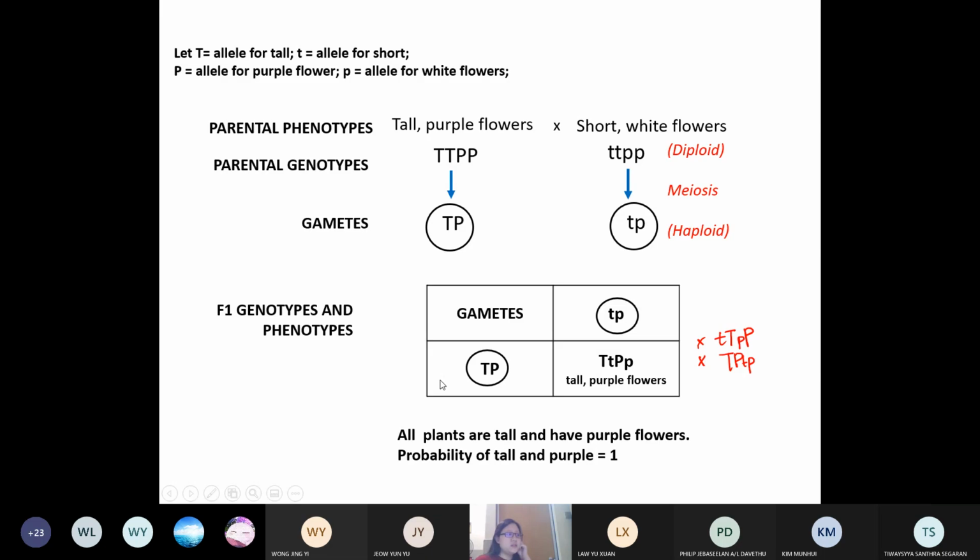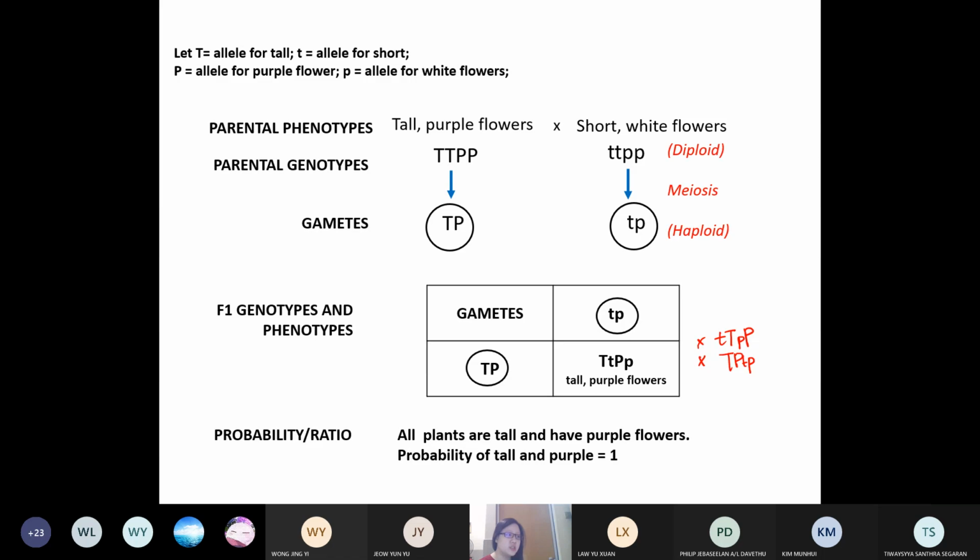Alright, of course, the last is the probability and ratio. All plants are tall and have purple flowers. The probability of tall and purple plants is 1. Not tall and purple plants, sorry. Tall plants which have purple flowers is 1. Well, in the exam, the phrasing will matter more. Now, this is how to obtain the F1 generation.